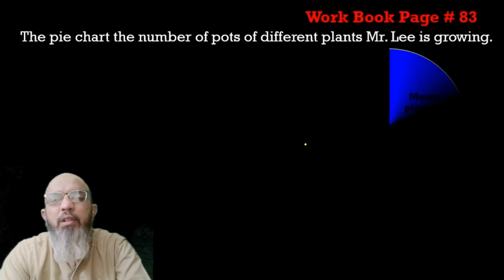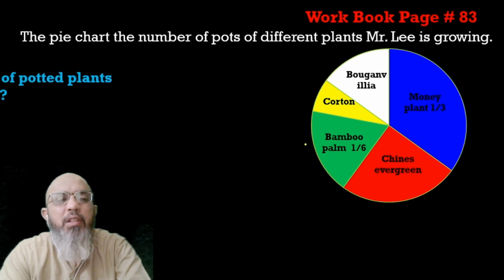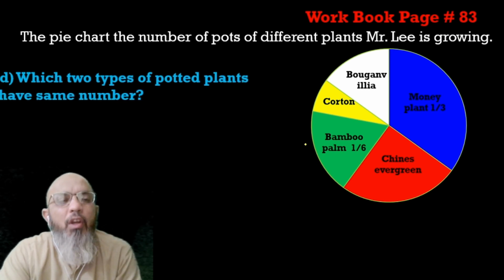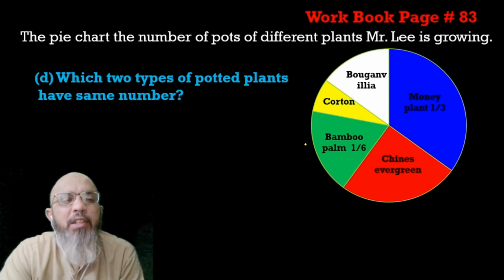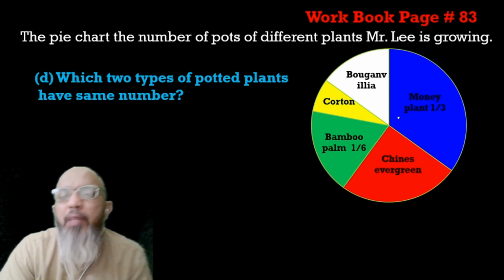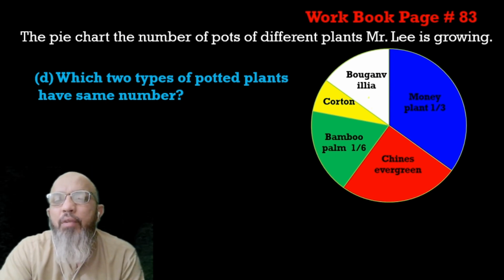So what is next with us? The same question and the last part of the question, what is that? Which two types of potted plants have the same number? It means we have to find the rest of the potted plants. So Chinese evergreen, we know that is the fourth part, right? In the previous slide, we found the bougainvillea. What is the answer for the bougainvillea? That is 1 over 6. I write it here, right? That is the answer for bougainvillea.